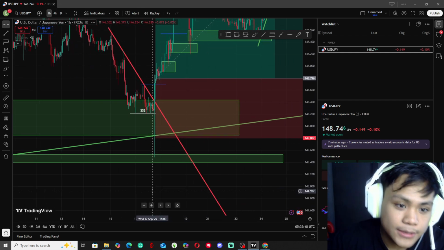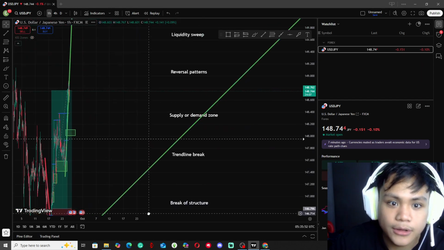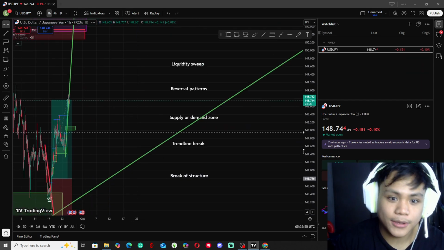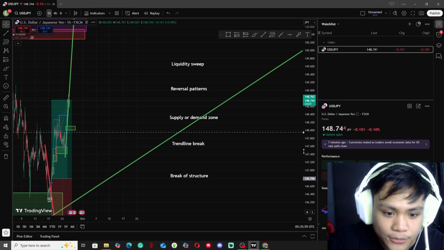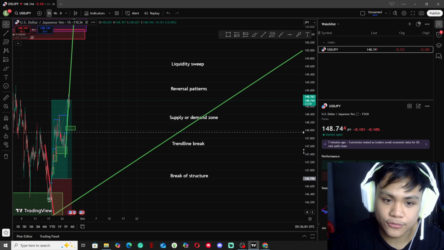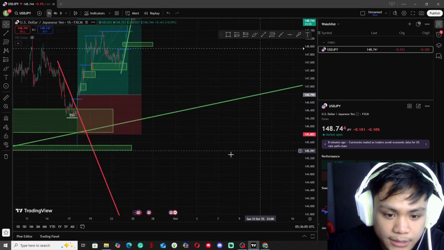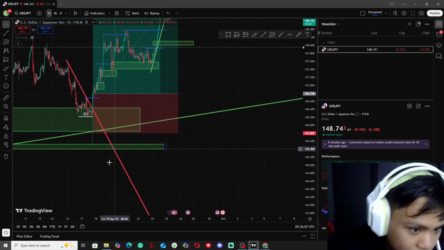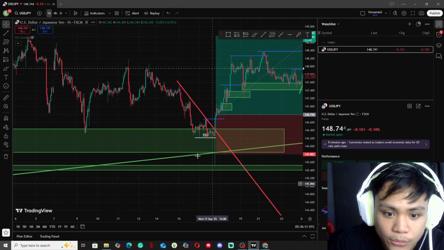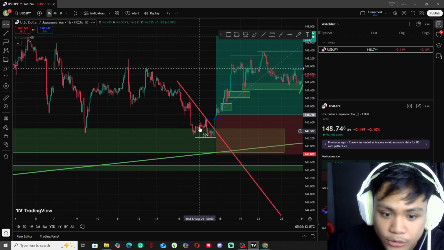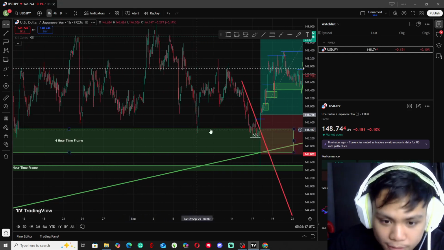So let's follow my formula right here. This is my strategy: liquidity sweep, reversal pattern, supply or demand zone, trend line break, and break of structure. So the first thing is liquidity sweep. Did it liquidity sweep someone? Yeah, there's a liquidity sweep right here. No, actually, people took a buy here since there's a very strong rejection from the 4-hour time frame.